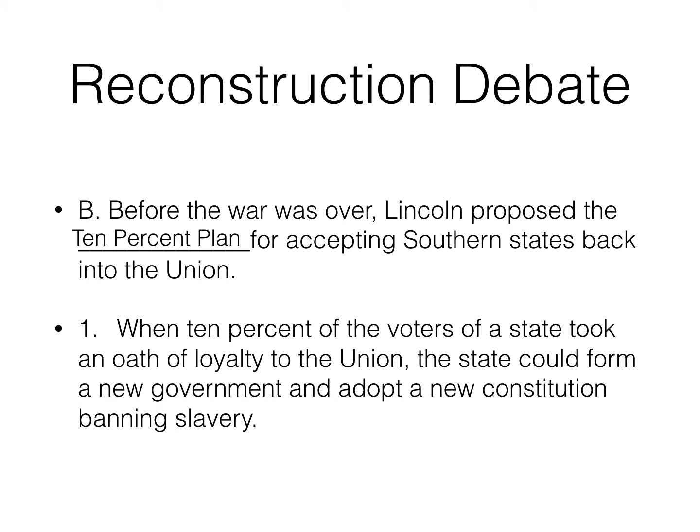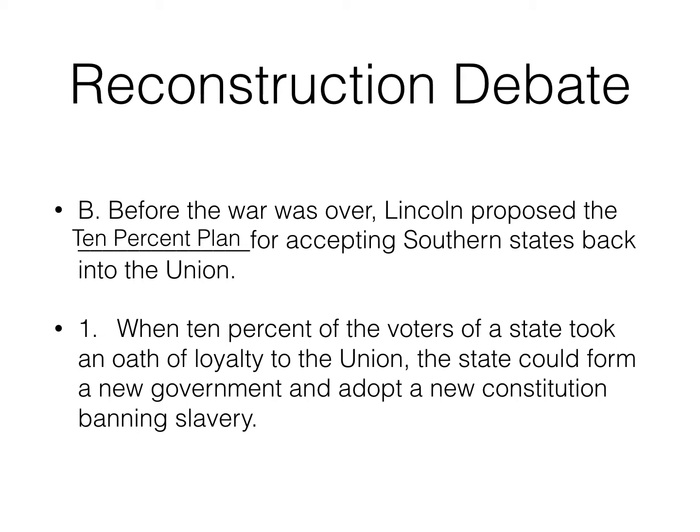Now, what's really interesting is that Lincoln offered this first plan for accepting Southern states back into the Union as early as 1863. Now, this is 2 years before the war was over, but it's called planning ahead. And so he had his own plan, and it became known as the 10% plan because that was basically the standard that he was looking at.